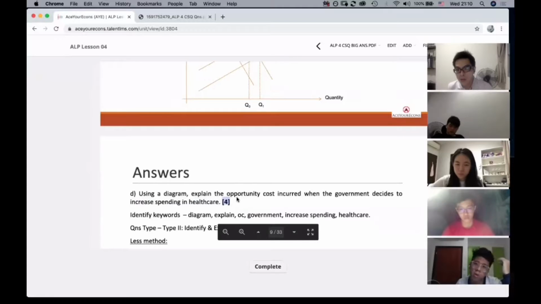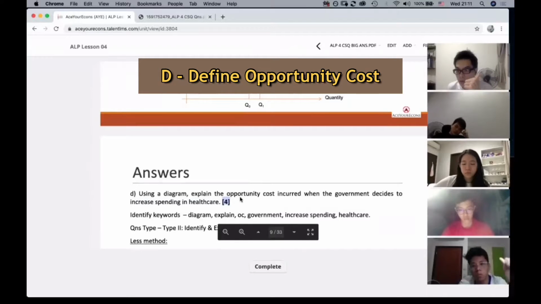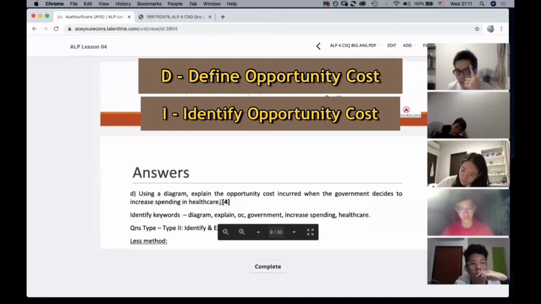Make educated guesses on what the mark distributions are likely to be. The D.I.E framework works extremely well for 3 marks. So number 1, what is D? Always define what is opportunity cost first. Number 2, what is I? You've got to identify what is the opportunity cost for healthcare spending.